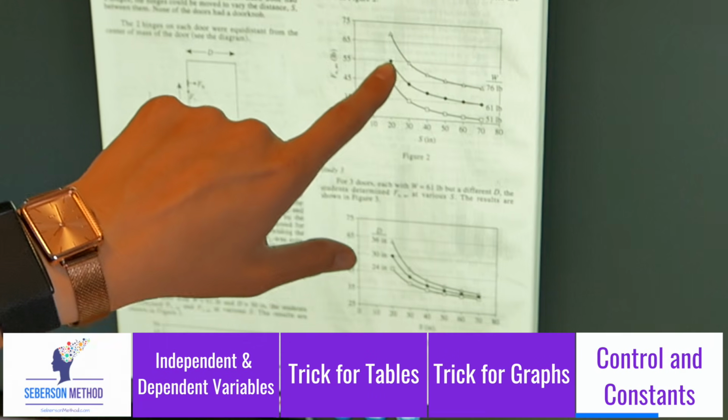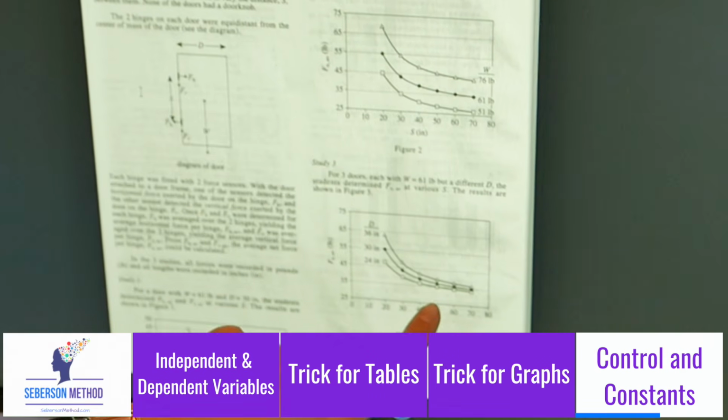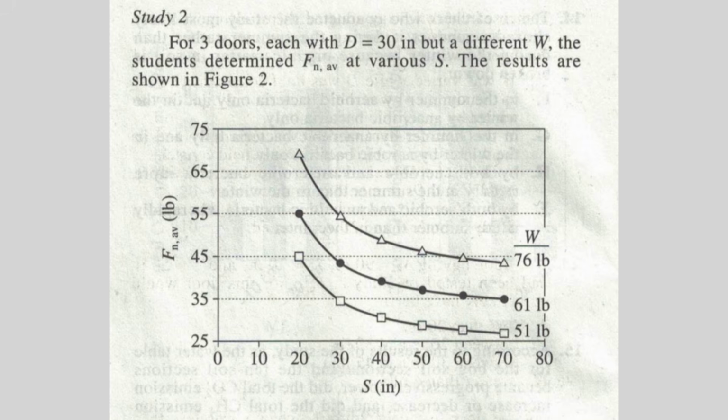So here we're given 2 graphs. Now quickly tell me, what is your independent variable? Your S is your independent variable. What's your dependent variable? It's called FNAV. FNAV, they're both measured in study 2 and study 3. They're both your dependent variables. Now, you have more independent variables because you have these guys. These are also your independent variables.